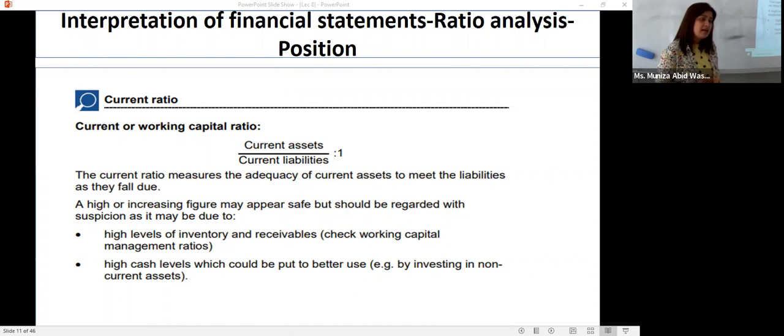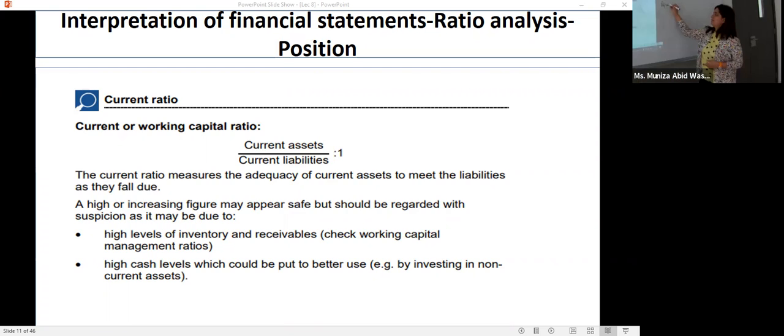Position ratios tell us about the liquidity position of the company. Performance ratios tell us about the performance of a company, about the profitability of the company. Position ratios tell us about the liquidity of the company. Students, when we have discussed performance ratios, they tell us about the profitability of the company. The position ratios primarily tell us about the liquidity of the company.